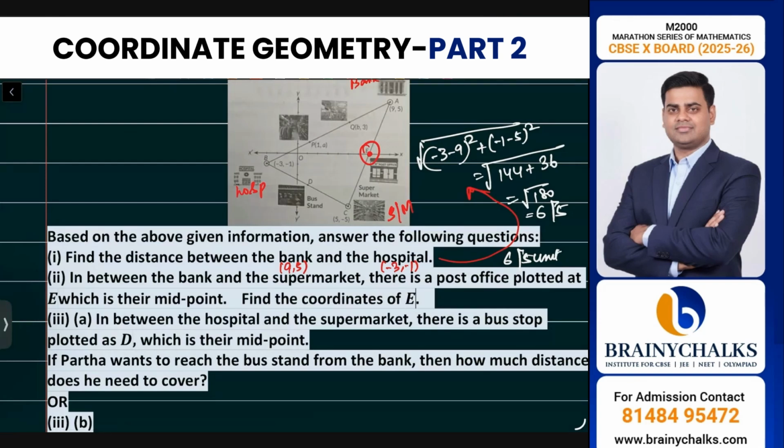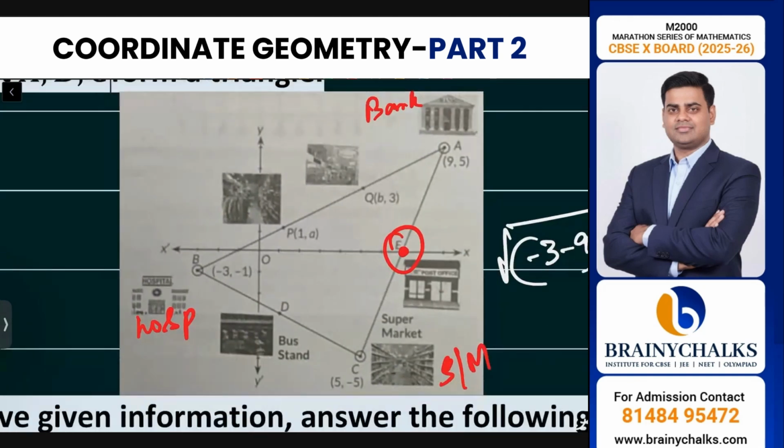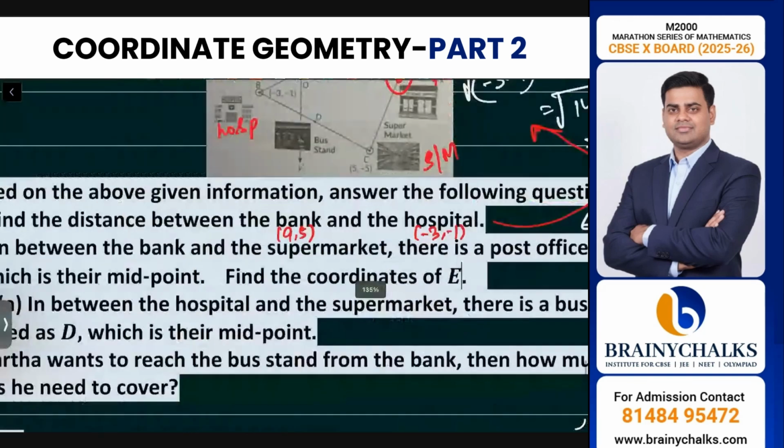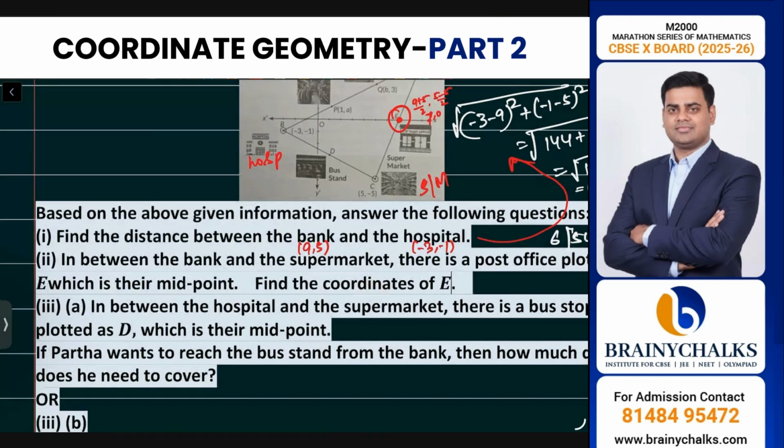9 plus 5. Can you see? 9 plus 5 by 2, 5 minus 5 by 2. So (7, 0). 7, 0. Understood? So it will be (7, 0).